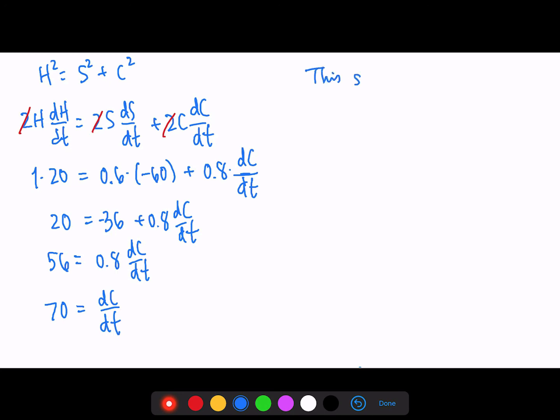This shows the car is traveling 70 miles per hour. And that's the answer.